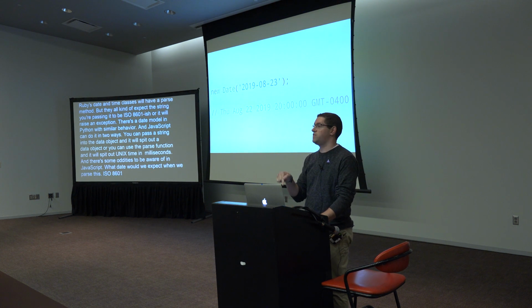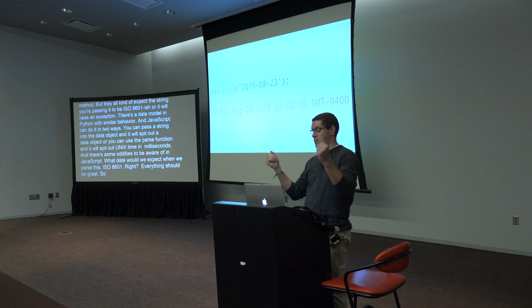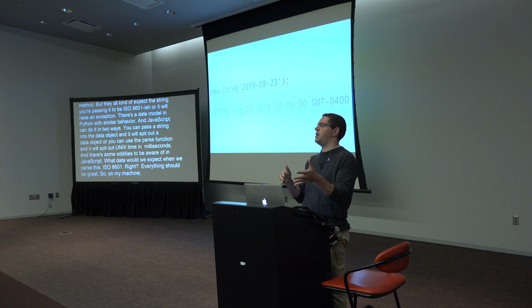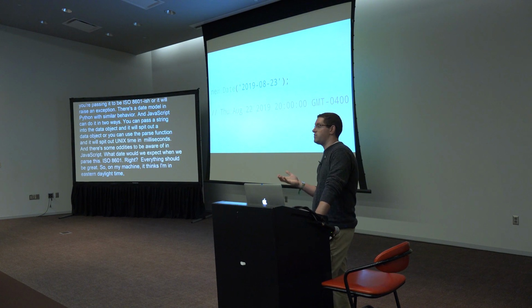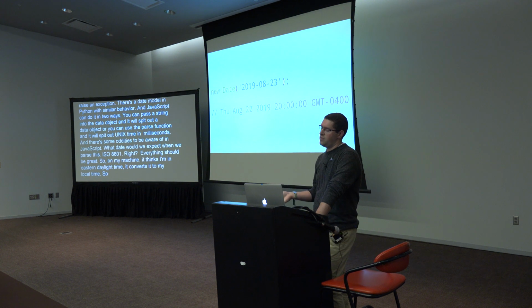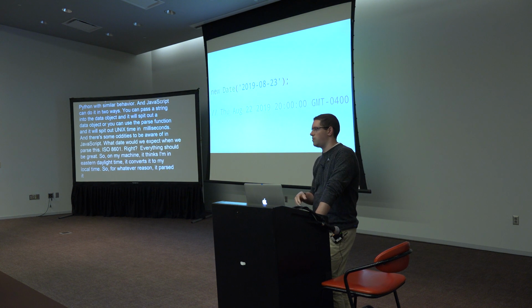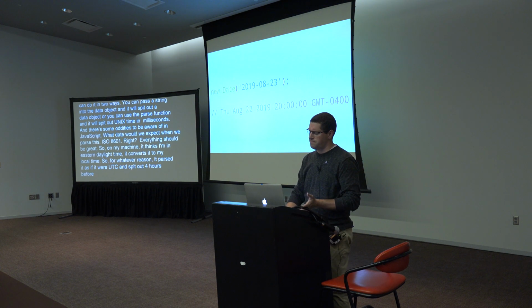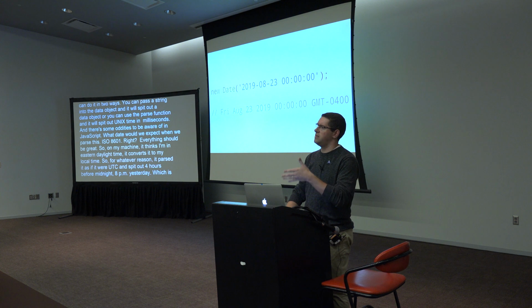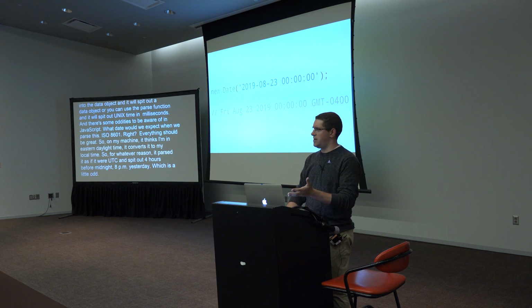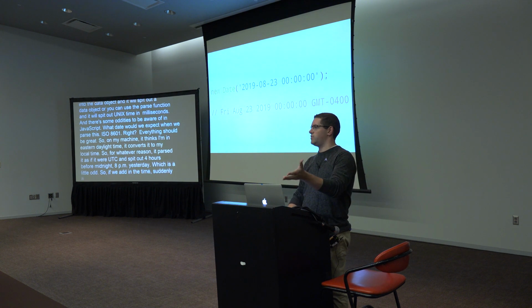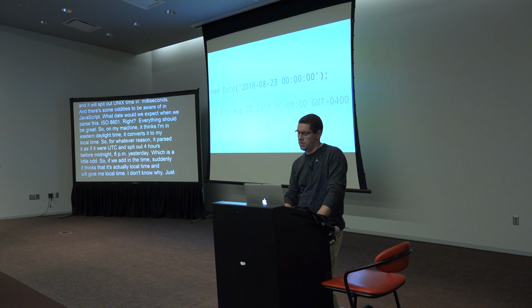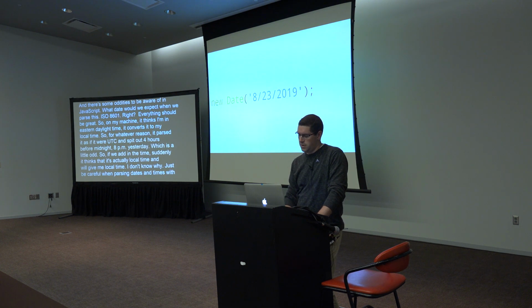So on my machine, since I'm in Pittsburgh, it thinks I'm in Eastern Daylight Time, it actually converts it to my local time. So for whatever reason, it parsed it as if it were UTC, and then spit out 4 hours before midnight, 8 p.m. yesterday, which is a little odd. So if we add in the time, suddenly it thinks that it's actually local time and it will give me local time. So I don't know why. Just be careful when parsing dates and times with JavaScript because you might get something you don't expect.